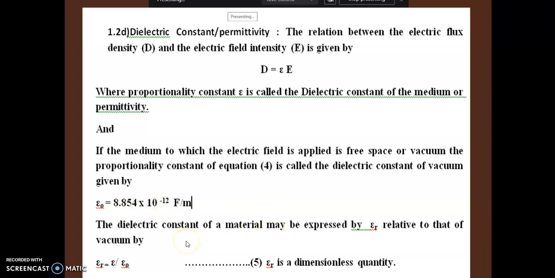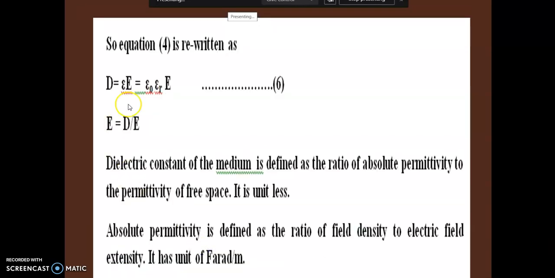The dielectric constant of a material is expressed by epsilon r. Now epsilon is just the absolute permittivity. Epsilon 0 is the permittivity of free space, and epsilon r is the relative permittivity of whatever material will be there. So epsilon r will be equal to epsilon upon epsilon 0. So absolute permittivity epsilon is equal to epsilon 0 into epsilon r, and relative permittivity will be equal to epsilon upon epsilon 0. So you will just see D will be equal to epsilon into E. Put the value of epsilon: it will be epsilon 0 epsilon r E.